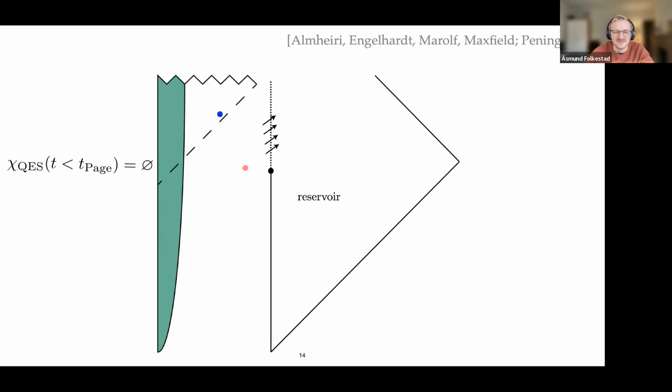And then before the Page time, say if you take a boundary time slice early, say here, shortly after you turn on the coupling, then the QES is just empty. And a Cauchy slice of the entanglement wedge is just a slice like the black one I've drawn here. Later on, of course, this famous island QES appears. So now if we want to compute the entanglement entropy of some later time slice up here, that's after a Page time, then this is the dominant QES, and a Cauchy slice of the entanglement wedge is now like this blue one I've drawn here.